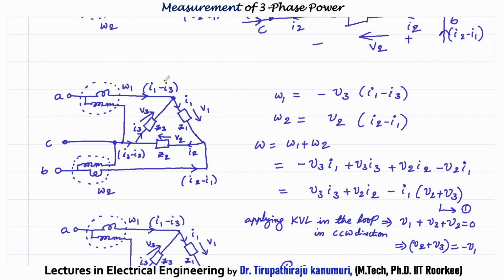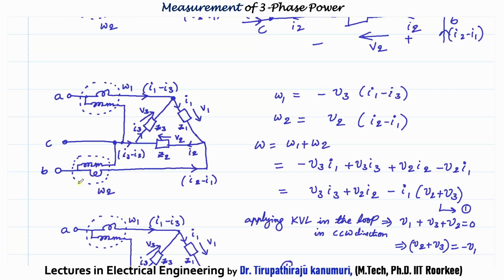In wattmeter 1, the current that is passing is I1 minus I3, and across the pressure coil, one side is connected to this node and the second side is connected to this node. So what is the voltage that is connected? V3 is connected, but we know that this side is at lower potential compared to this side, because you can see the direction of I3 is passing like this. That means the common point C is at a higher potential compared to A, so this V3 I have to take as minus. That way I am taking minus V3 into the current I1 minus I3.